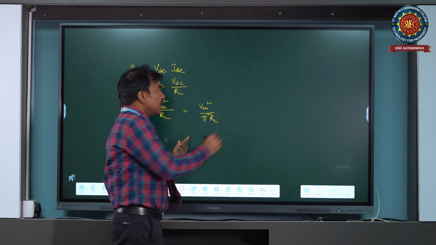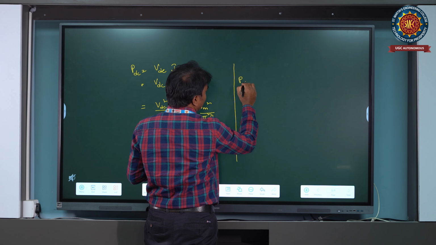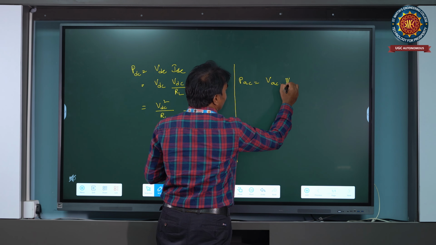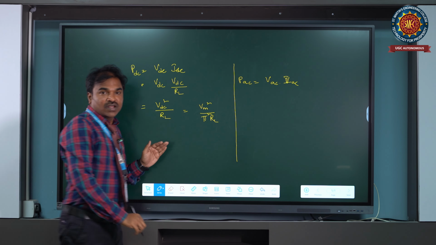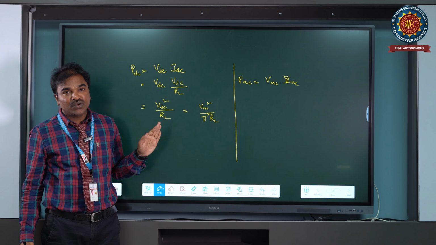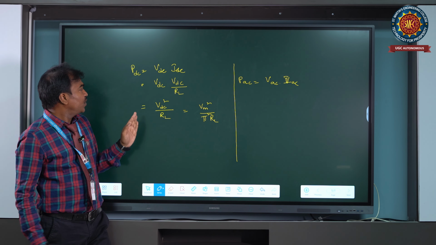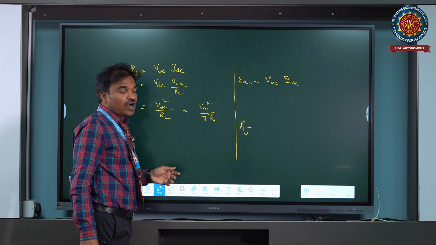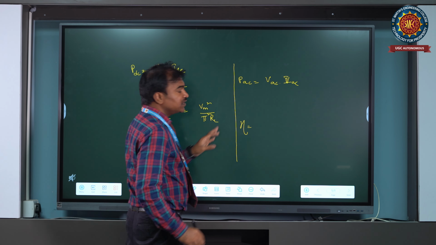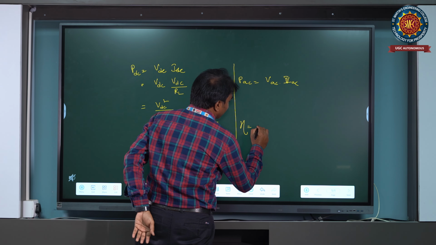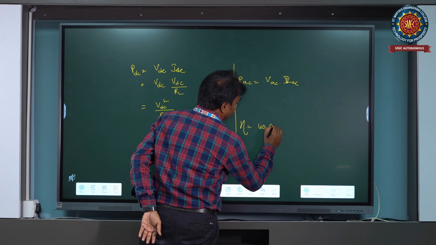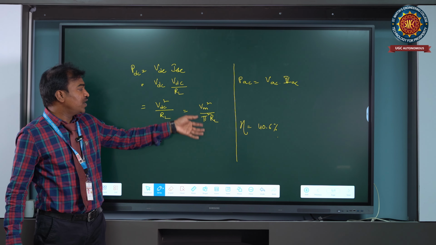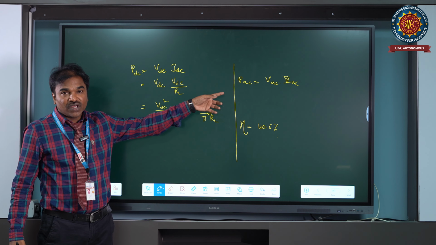Now, same thing if you calculate PAC, PAC equals VAC into IAC. Now, what is the efficiency of the half wave rectifier? Whenever you substitute these PAC and PDC values, you will get the efficiency, which is nothing but 40.6%.